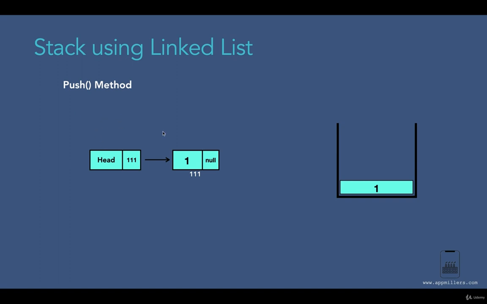Now if we want to insert one more element to this stack, we are going to call push method. Each time we are calling push method, we are going to insert a node at the beginning of single linked list. So here we are going to create a blank node, and then we are going to assign a value to it. You can see that the physical location of this newly created node is 222.